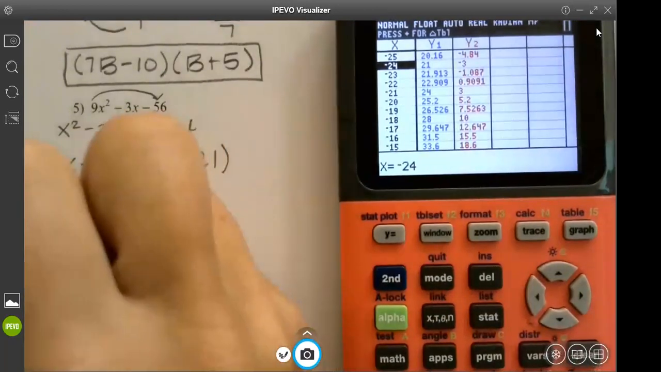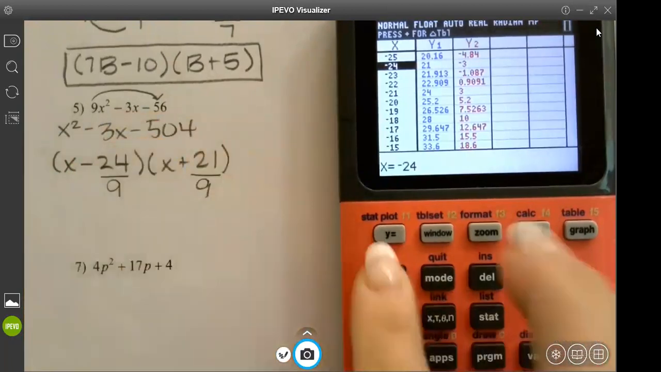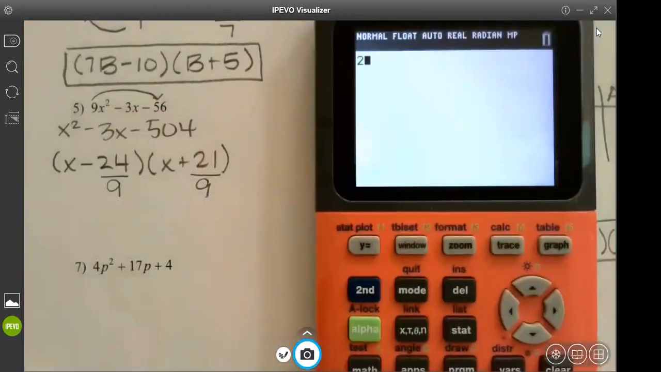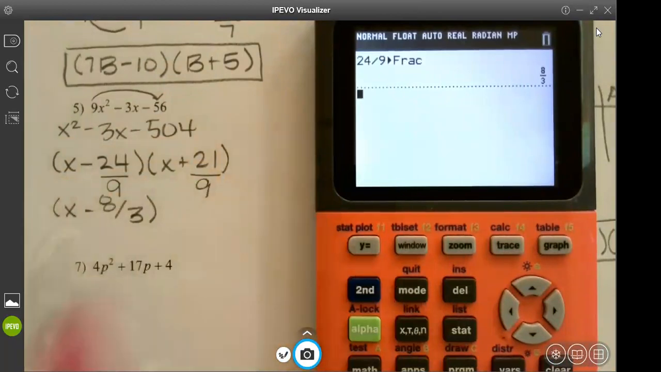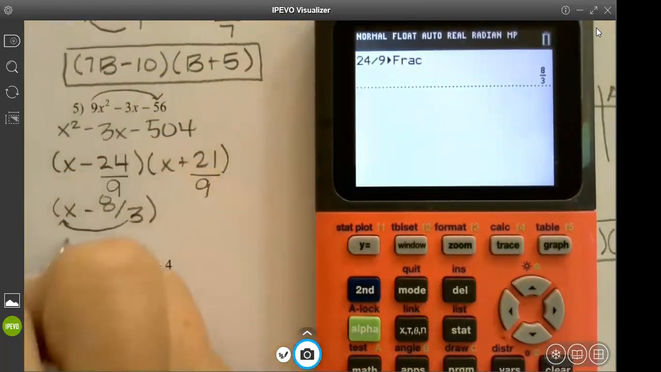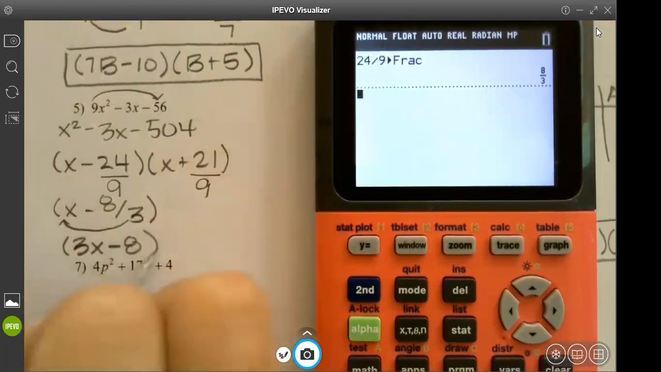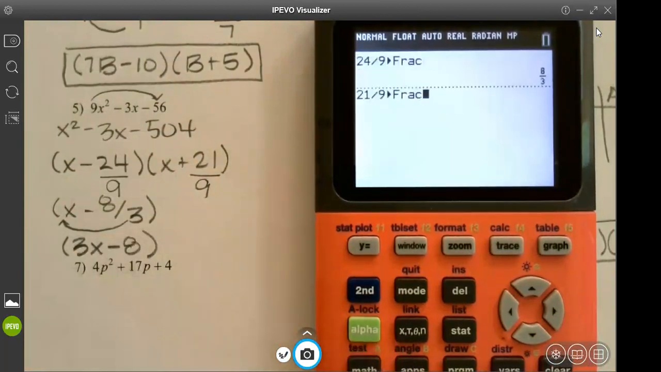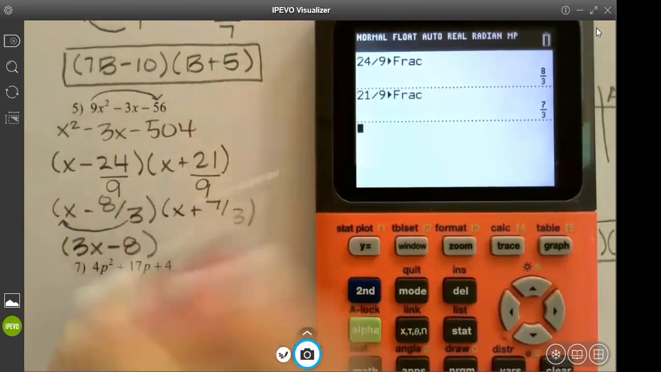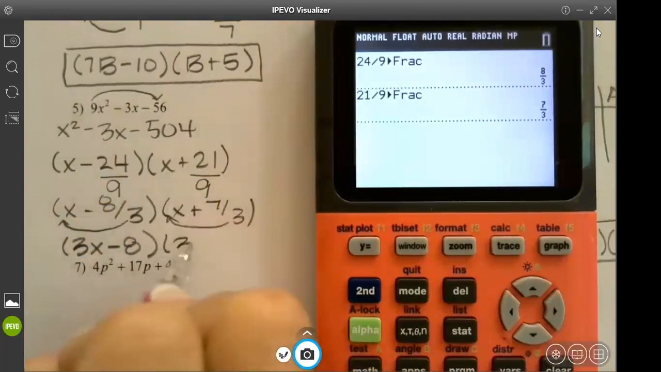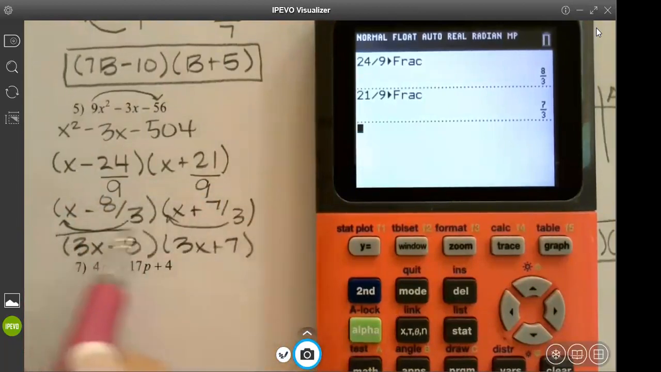We did slide. Now we have to divide. We're going to do 24 divided by 9, math, enter. And you see it reduces to 8/3. Once you get the small fraction, move your number in front. So 3x minus 8. 21 over 9, math, enter, is 7 over 3. Once you get the small fraction, move the number in front. So 3x plus 7.